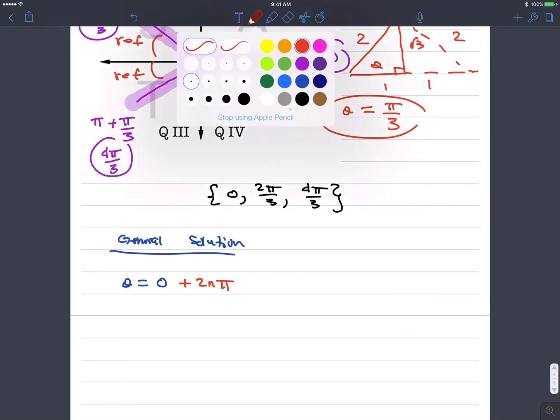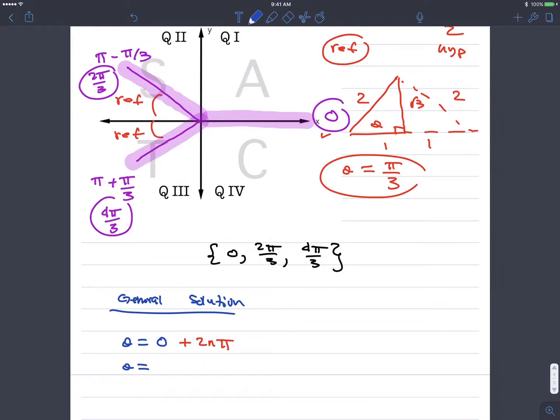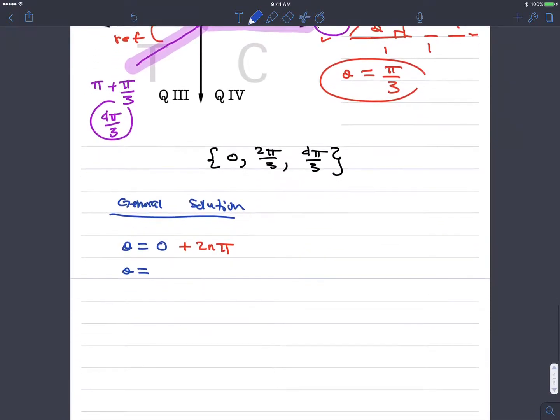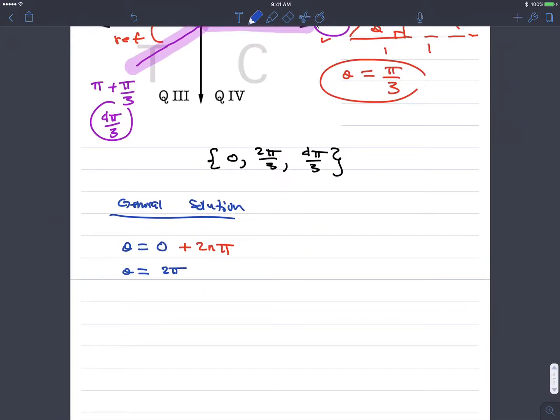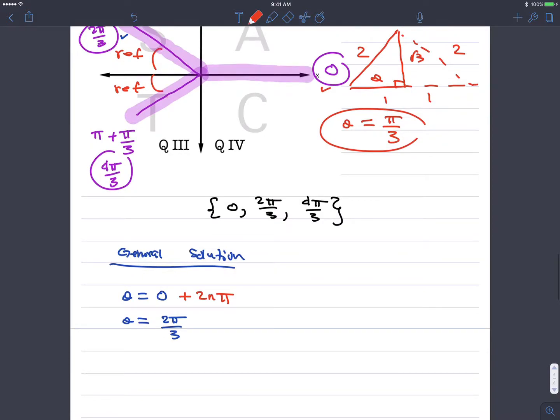There you guys go. And let's go get the next value here. Theta is, what are we going to say? 2 pi over 3. Okay. And what are you guys going to add for this angle to get every coterminal solution? What are you going to add now? 2n pi again. Okay. All right, that's really good.